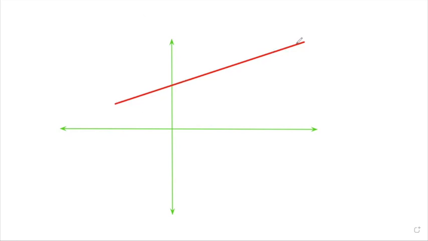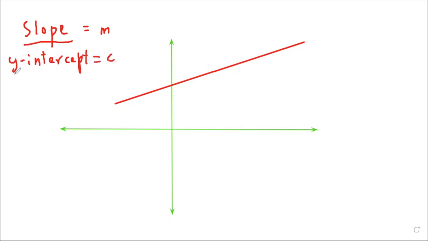To express this line in the form of an equation, we need to know two things about the line. Or rather, let's put it this way: if we know these two things, we can draw the line. One is slope, which is usually given by the letter m. And one more is called its y-intercept, and that's given by the letter c.